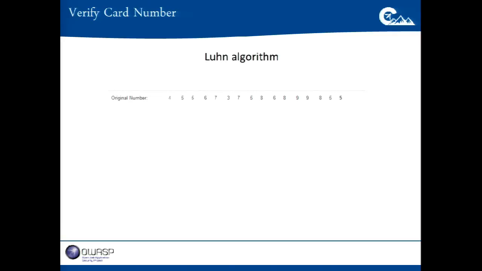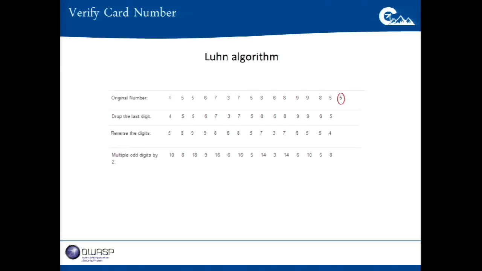It's pretty simple. You take the original credit card number, you drop the last digit, you reverse the digits. So you just drop this 5, you reverse the digits, and you multiply every odd digit by 2. So 5 becomes 10, 8 becomes 8, 9 becomes 18. Did I say 10 earlier? I think it's multiplied by 2. You subtract 9 if the number is greater than 9. So 10 becomes 1, 8 remains 8, 18 becomes 9. And then you add all the numbers, and you get a number.